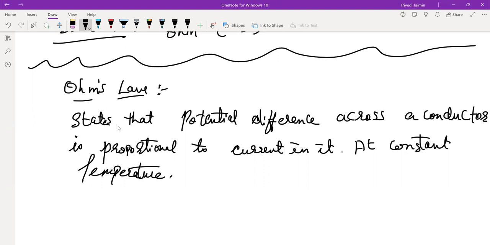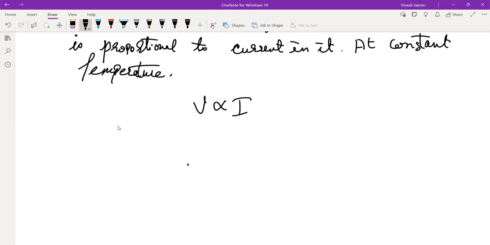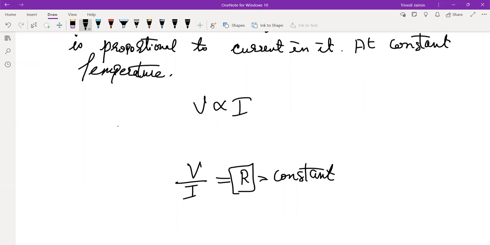What does it mean actually? It states that potential difference across a conductor is proportional to current. So, V is proportional to I. To remove the proportionality constant, I write V by I equals R, which is constant. It is a constant value for any material. We got this constant by the ratio of V and I. We take different values of V and I and get the same value of R, because those ratios remain constant.